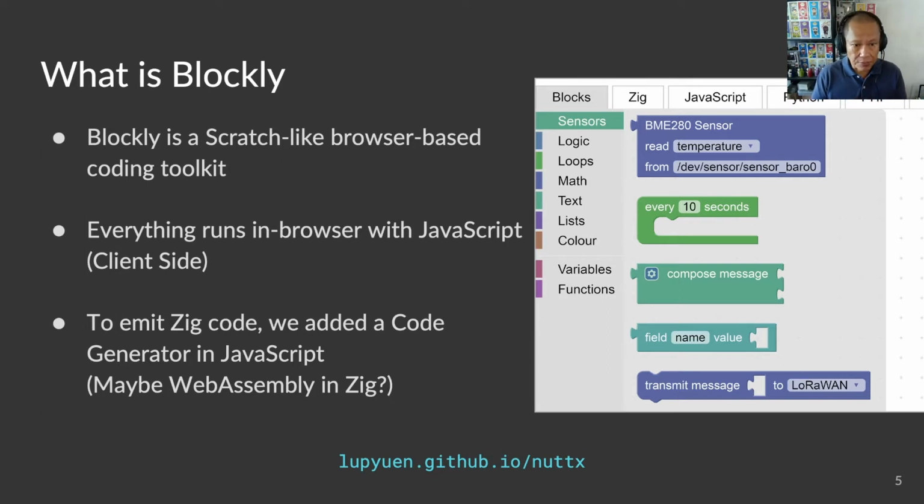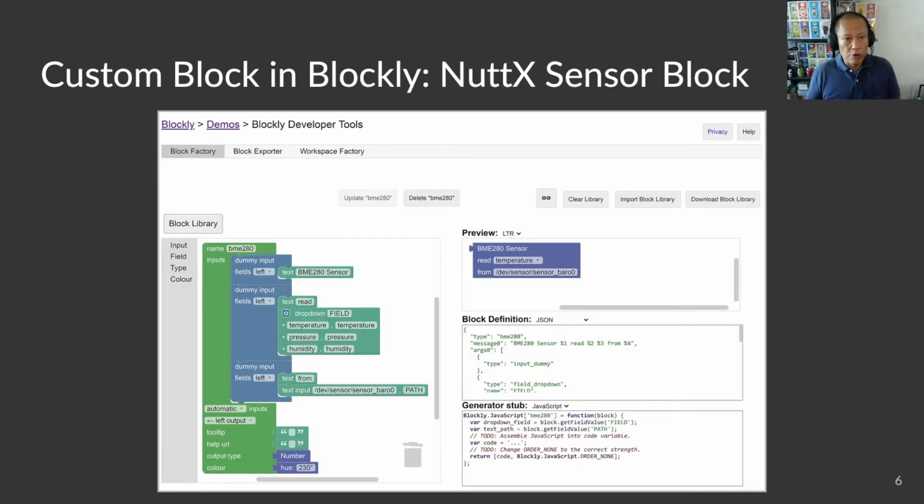Blockly doesn't officially support Zig, so we added a code generator to Blockly to support Zig code. And yes, we built the code generator in JavaScript. Maybe someday we'll build it in WebAssembly with Zig, perhaps. Remember this BME280 block that we drag and drop in our demo? We created it as a custom block with Blockly developer tools. Yes, even creating a new block looks just like Blockly programming.